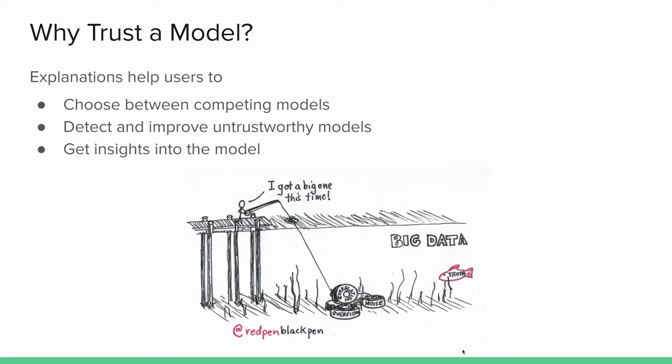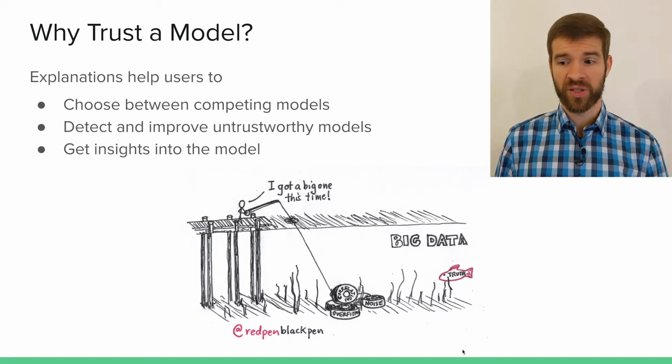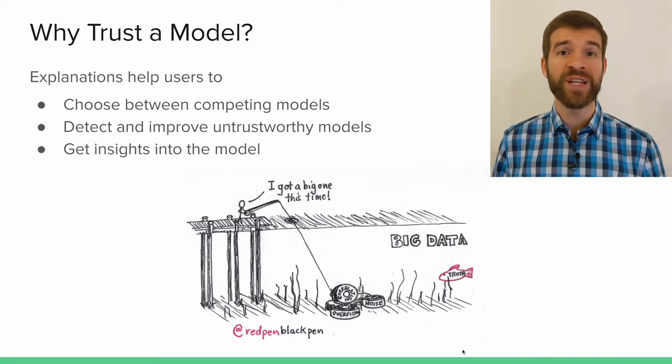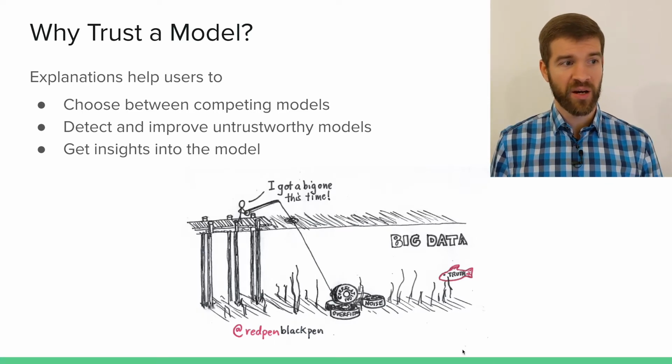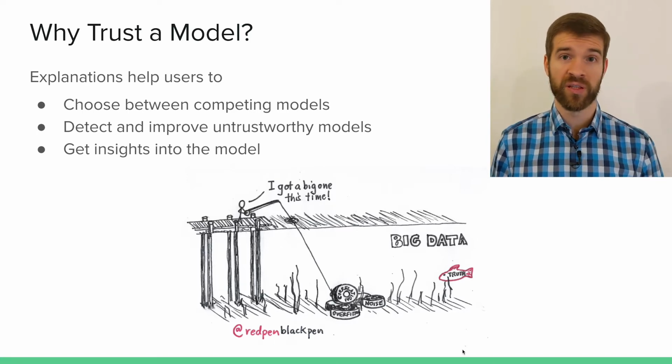It basically boils down to the question, why should we trust a model in the first place? And if we had some explanations, we could help users to make educated decisions, to choose between competing models. So we can say, okay, this model has more to it, takes a bigger set of reasons into account why it made a certain decision than another model. Or say why a model might be untrustworthy.